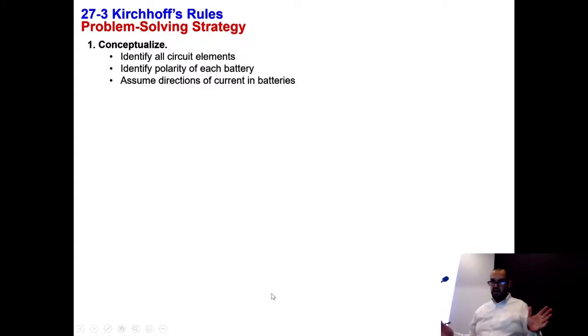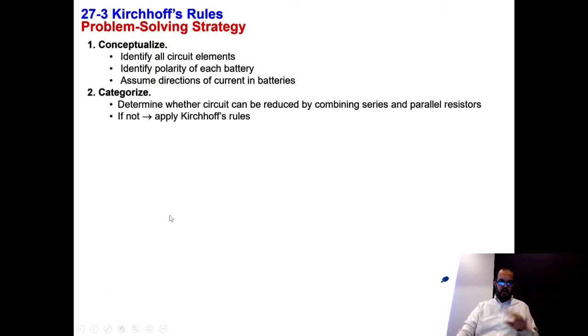So when you are solving circuits, first of all, identify the circuit elements. Identify the polarity of each battery, the EMFs. Assume direction of currents. It doesn't matter if your assumption is right or wrong. You can correct it later. Determine whether the circuit can be reduced, and it can be made simpler. For example, 2 resistors in series, you can combine them, make it 1 resistor. 2 resistors in parallel, you can combine them, make them 1 resistor. So you can simplify your circuit.